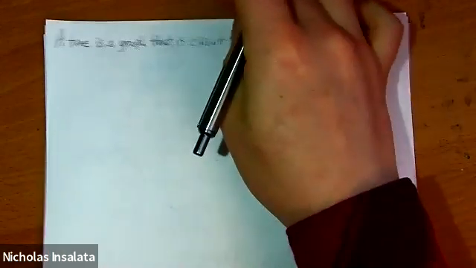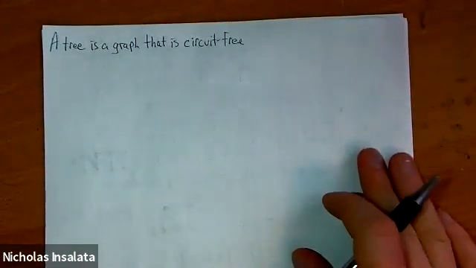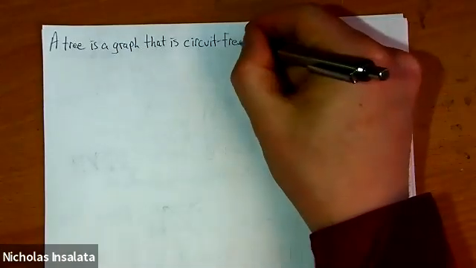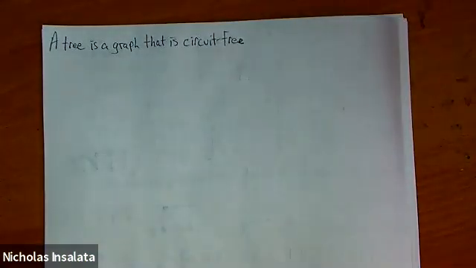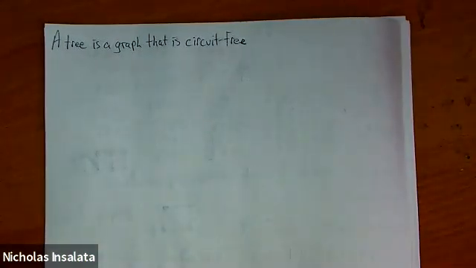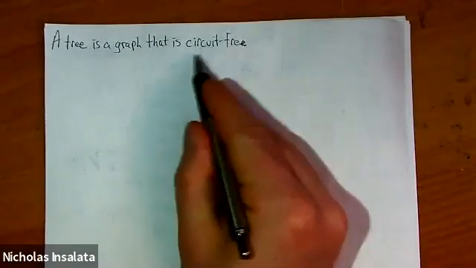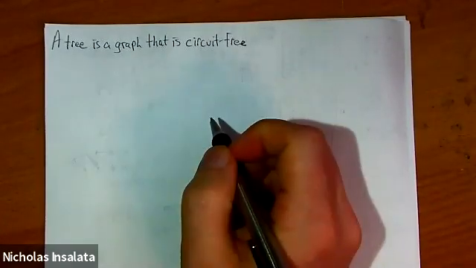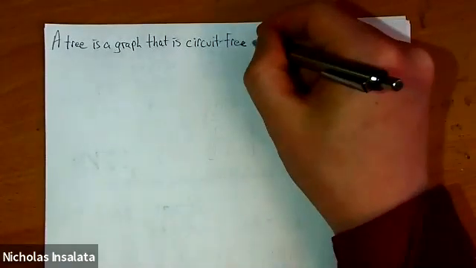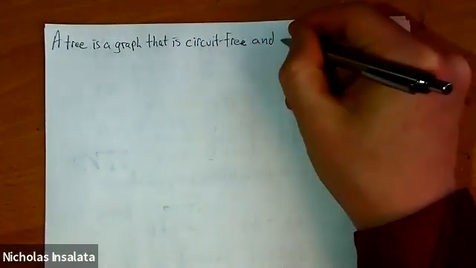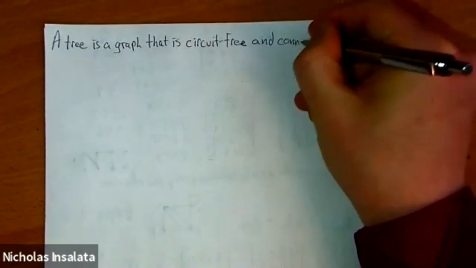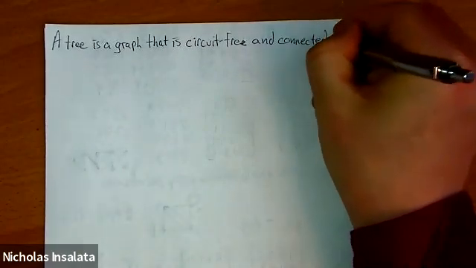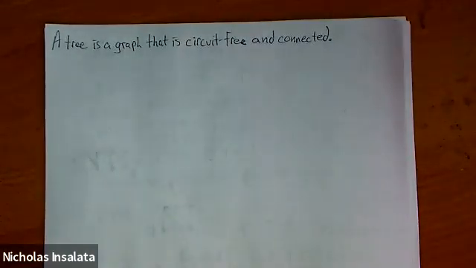So of course we learned what a circuit was last week, right? It's a walk that starts and stops at the same point, without any repeated edges, right? So if we don't have any circuits in our graph, that's called a tree when it's connected. So if there's just one component of our graph, and that graph is circuit free, that's called a tree. Okay.